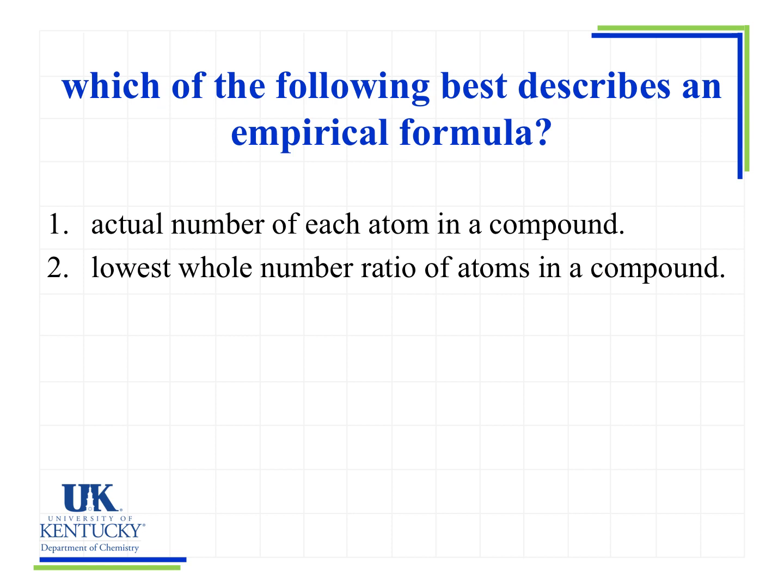So based on what I said, which of these two best describes the empirical formula? So you probably chose number 2, which is right, because the first one, the actual number of each atom in a compound, is called molecular formula. And lowest whole number ratio of atoms is called empirical formula.